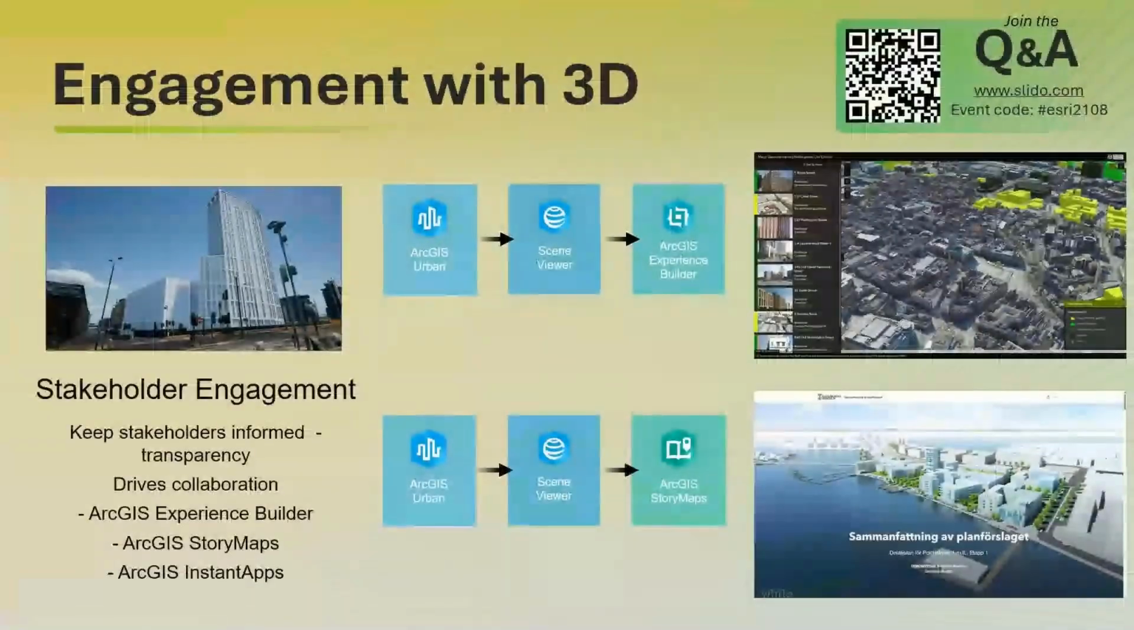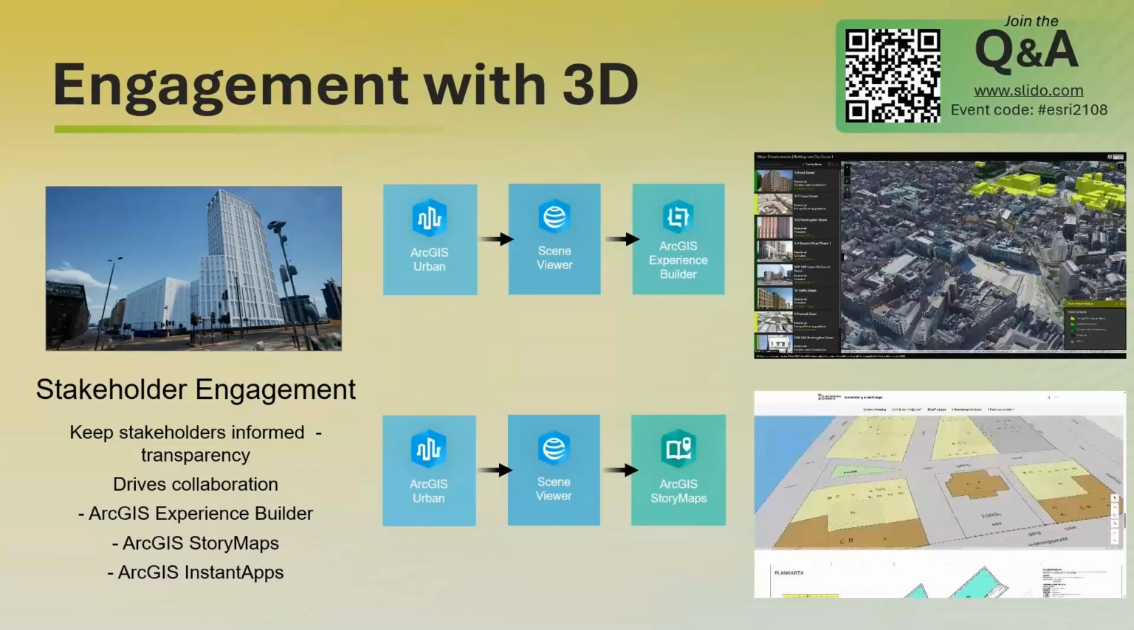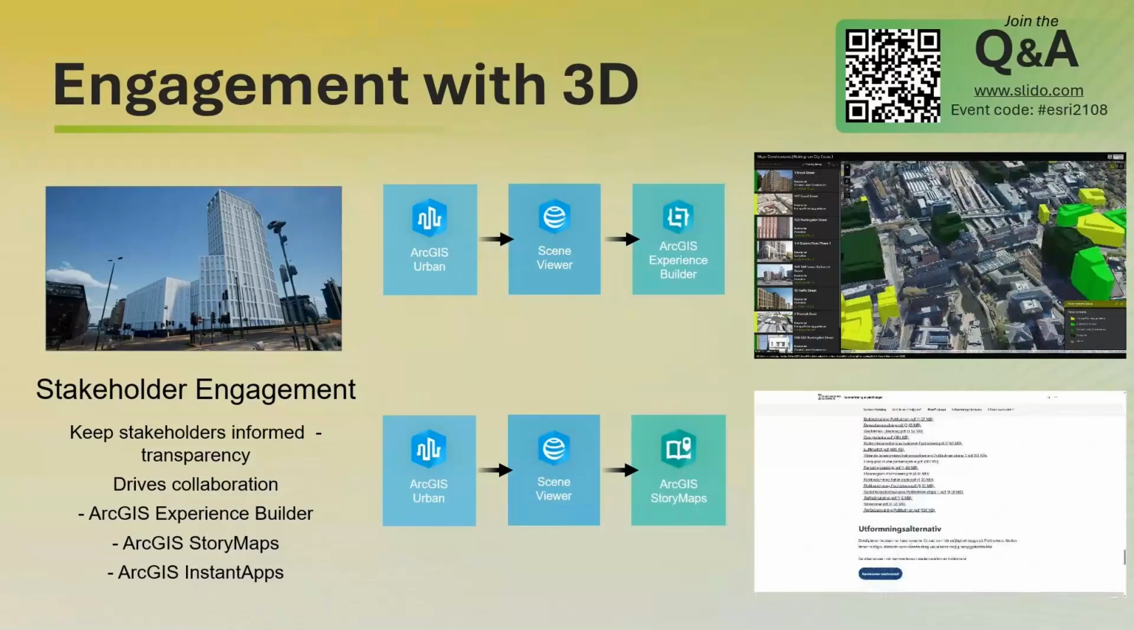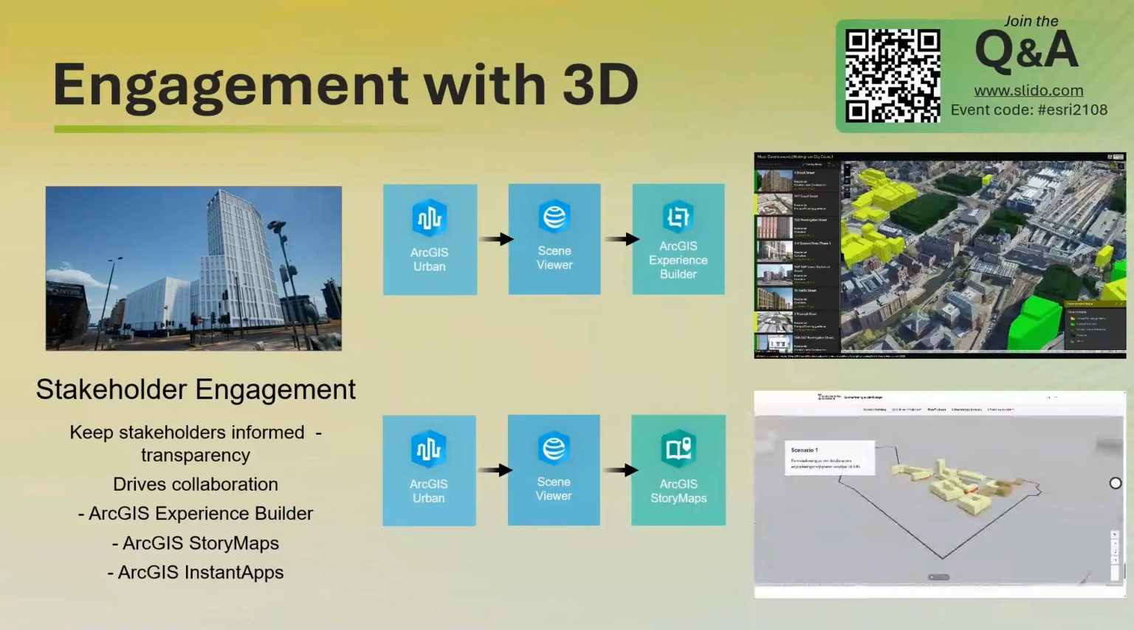So the third element of Urban was the stakeholder engagement. So 3D is extremely powerful for stakeholder engagement, and our customers have realized a positive return on investment from embedding 3D into their workflows. And the example here on the top right is a publicly shared ArcGIS Experience Builder application that is helping attract inward investment into a city centre.